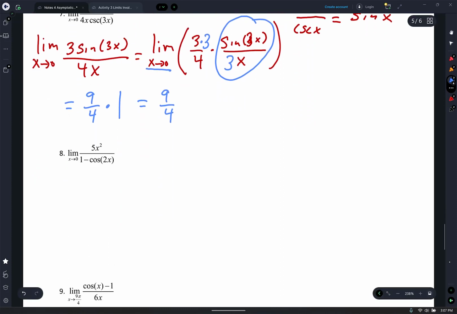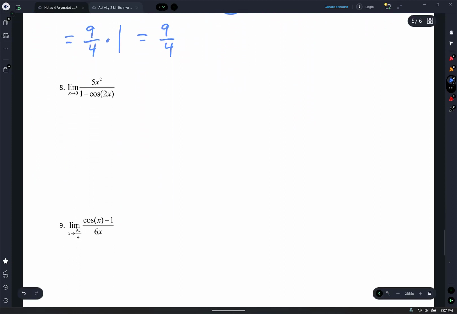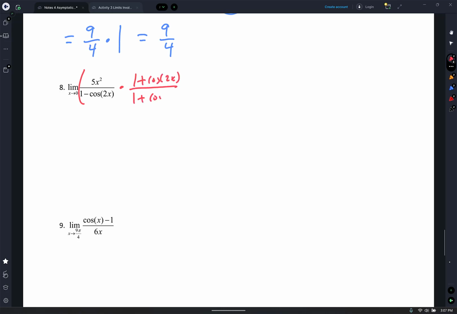And let's go to number 8. All right, so this one, we can do direct substitution again because we get 0 over 0. If you get 0 over 0, it has a limit. So here's what you're going to do. Multiply by the conjugate of what you want to get rid of. I want to get rid of the 1 minus cosine, so I'm going to multiply this by 1 plus cosine 2x over 1 plus cosine 2x.